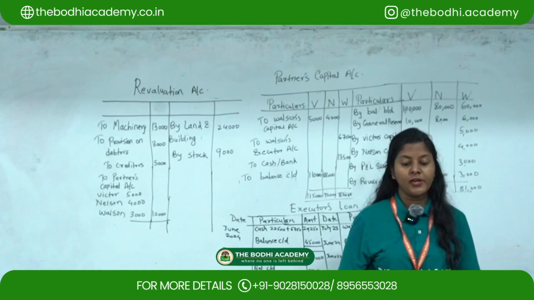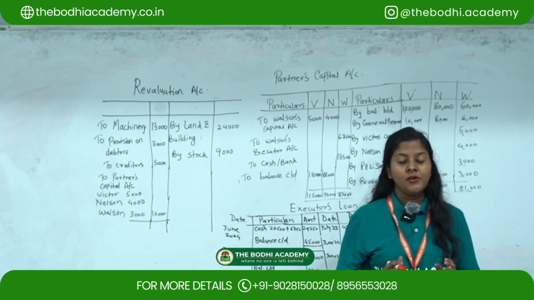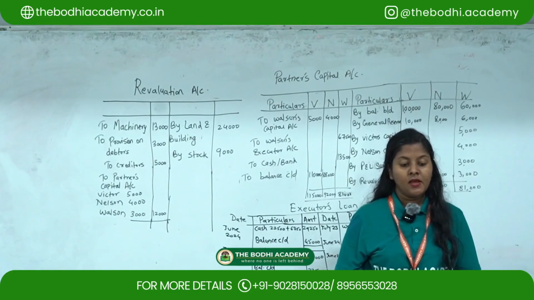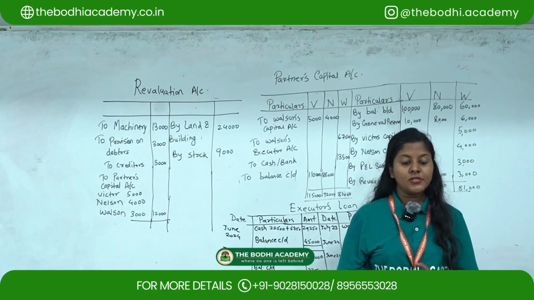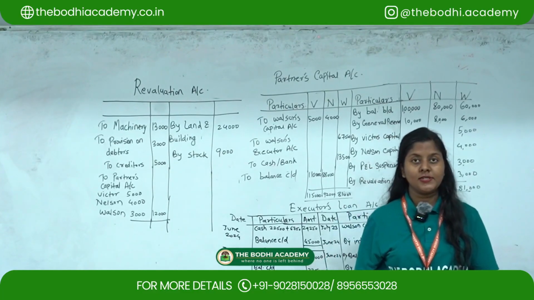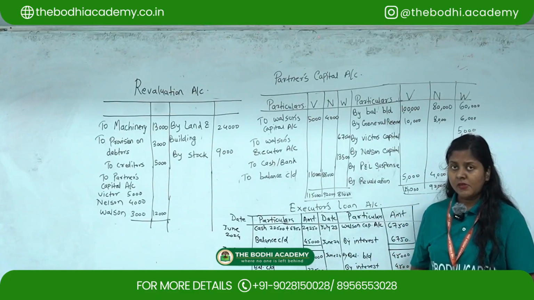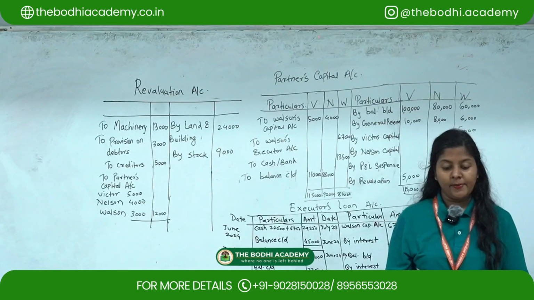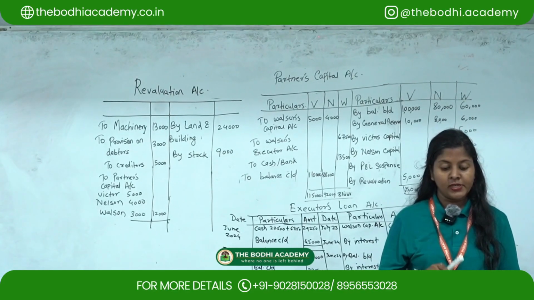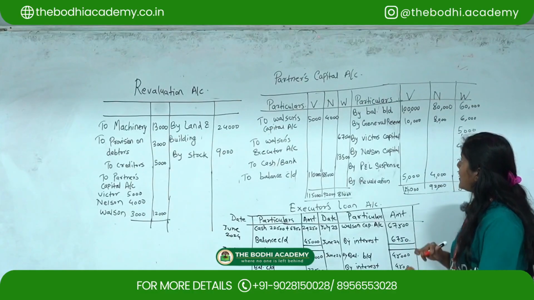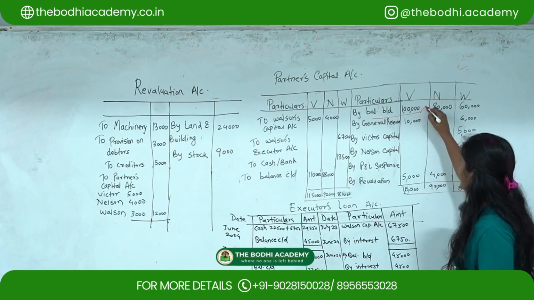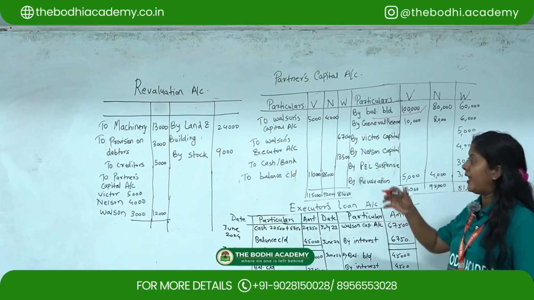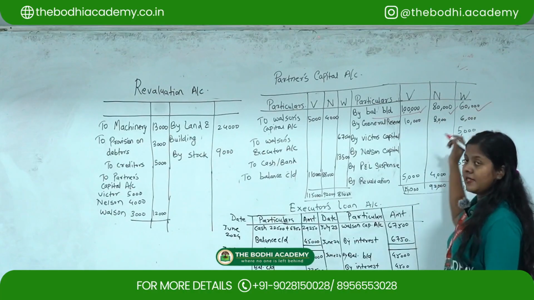So now let's move to question number 4, that is Victor, Nelson and Wilson are partners in a firm sharing profit and losses in the ratio of 5:4:3. Their balance sheet as on 31st March 2023 was as under. Now first, we'll check the trial balance. So, under the head liability, they have given capital of Victor, Nelson and Wilson. As we know that we take capital on this side, the capital is 1 lakh, 80,000 and 60,000.